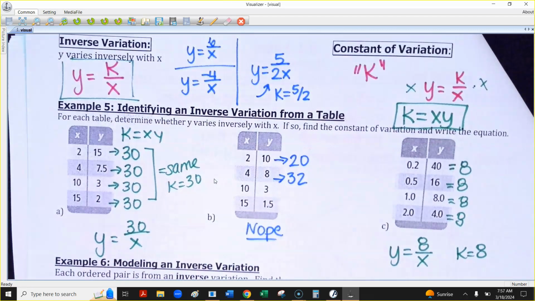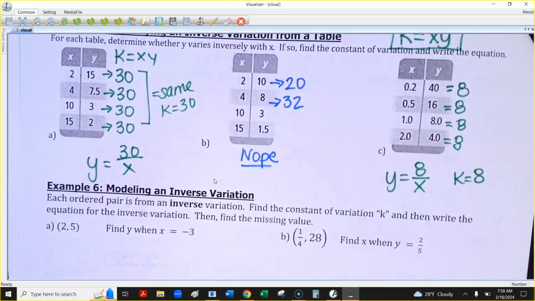Does anybody have any question about how to check that? If you have a table and it says, is this direct or inverse, just as a recommendation, I usually check inverse first because it's faster for me to multiply two numbers together than it is to divide and maybe reduce. If you multiply the two numbers together for the x and y coordinate and they're the same, then that's an inverse. If you divide y by x and they're the same, that's a direct.